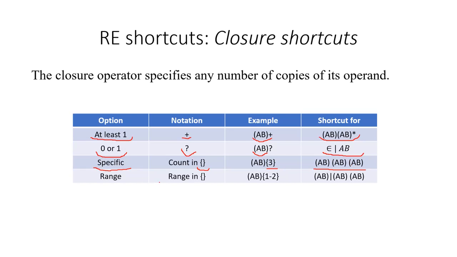Or we can say not an exact number, but that it should be in some kind of range. In order to use the range, we add this sign and then write the two numbers, and it's a shortcut for this regular expression. Like we say that AB should be AB or ABAB. It can be once or 2 times.